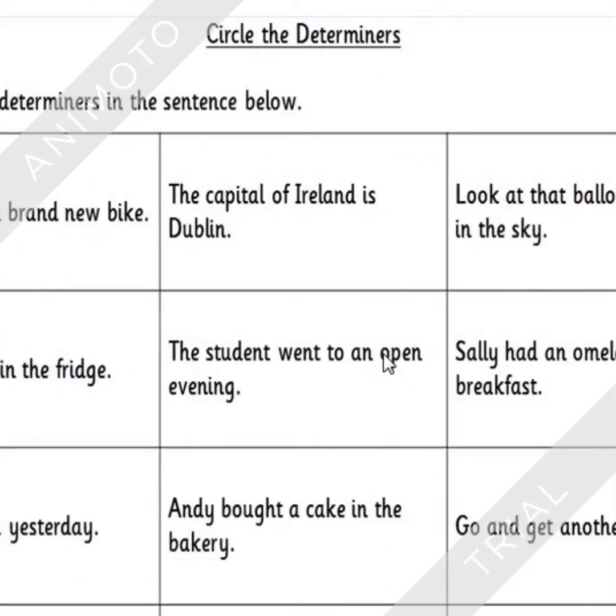Alright, so now here you have an exercise. You have to circle the determiners in each sentence. So you have 3, 6, 9 sentences. So circle the determiners and tell me if they are specific or general.